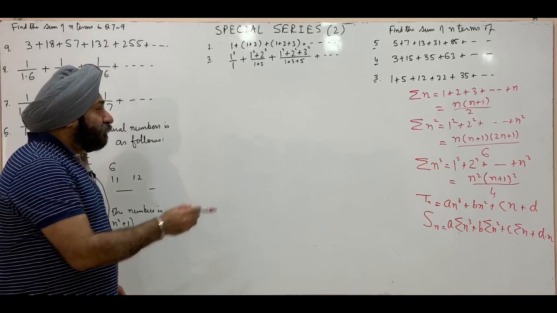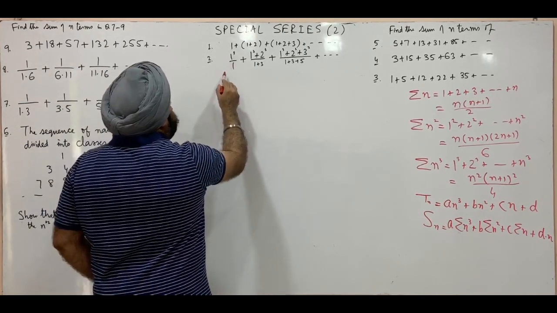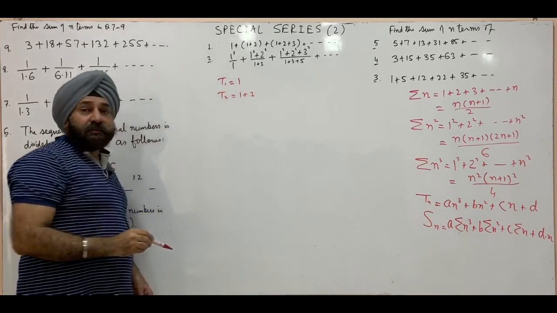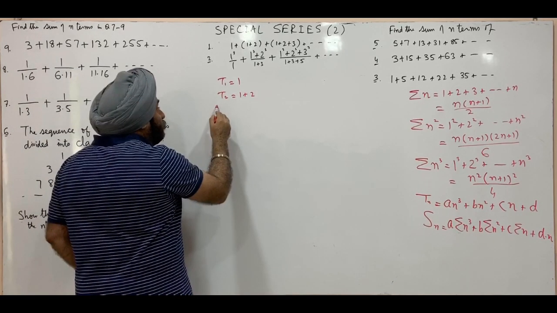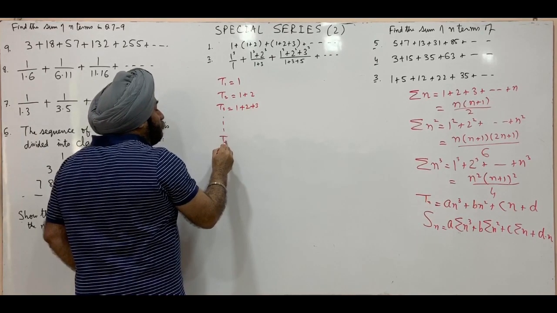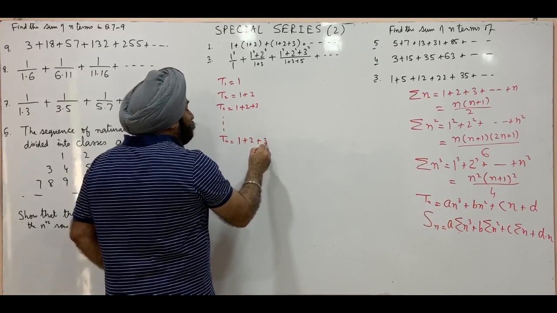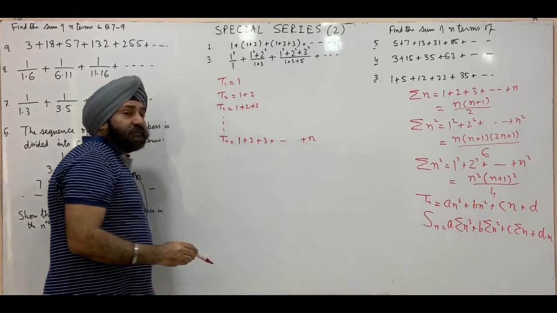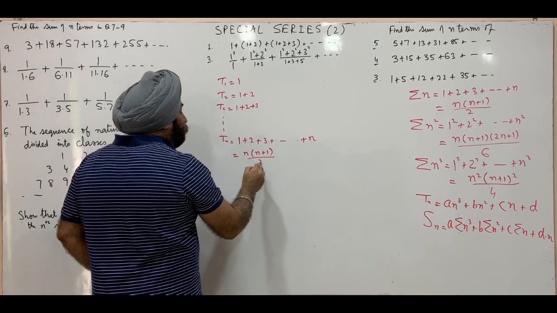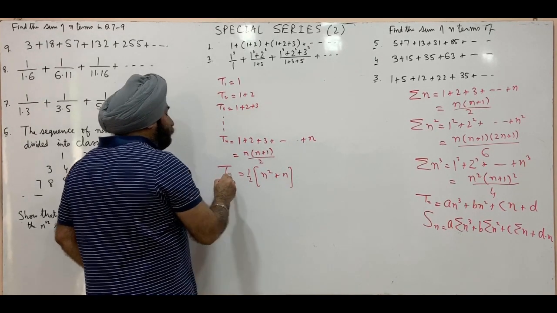So to revise these, let us solve the first question. The first term is 1, the second term is 1 plus 2, the sum of first two natural numbers, the third term is the sum of first three, and so on. We write the nth term. So the nth term will be 1 plus 2 plus 3 up to n, and we know this sum, this is n into n plus 1 upon 2, that's 1 by 2, n square plus n, this is Tn.